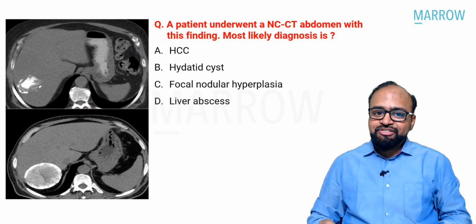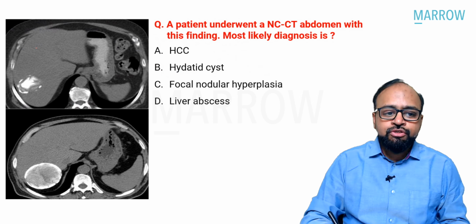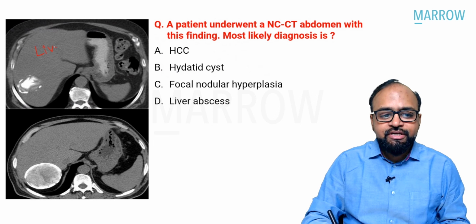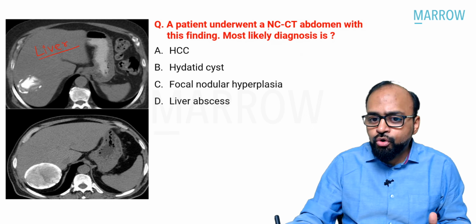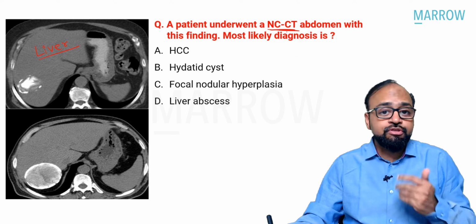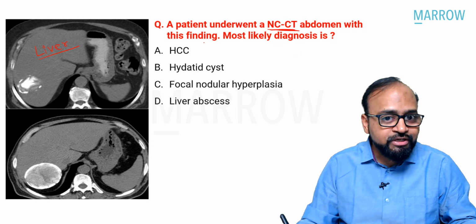Now look at this interesting question. This was a CT scan based image. What is this big organ that you see on the right side of the abdomen? This is the liver. The patient has undergone a non-contrast CT, and this image in your exam was a non-contrast CT image. What is the most likely diagnosis?